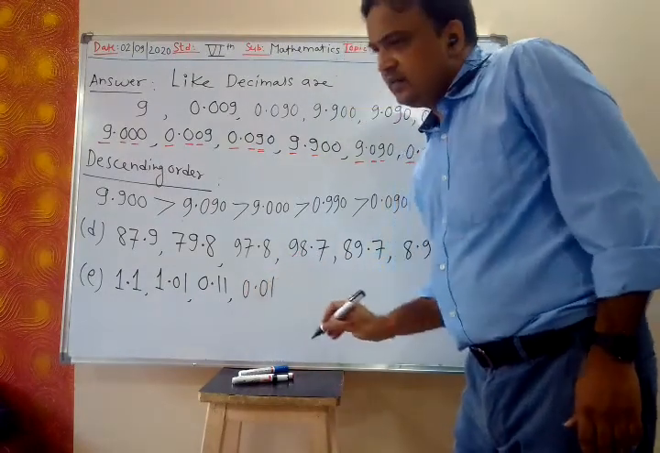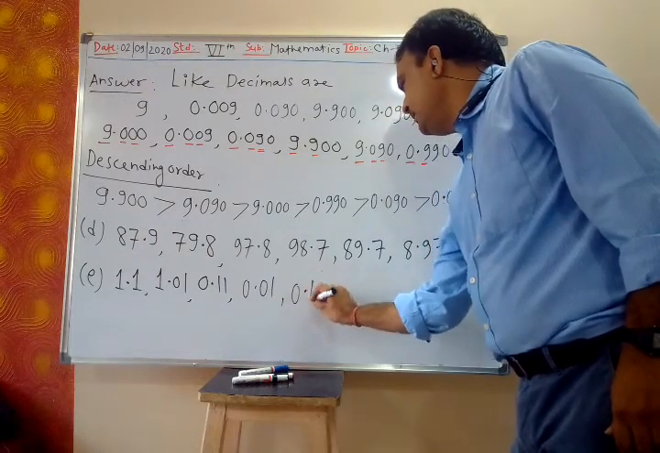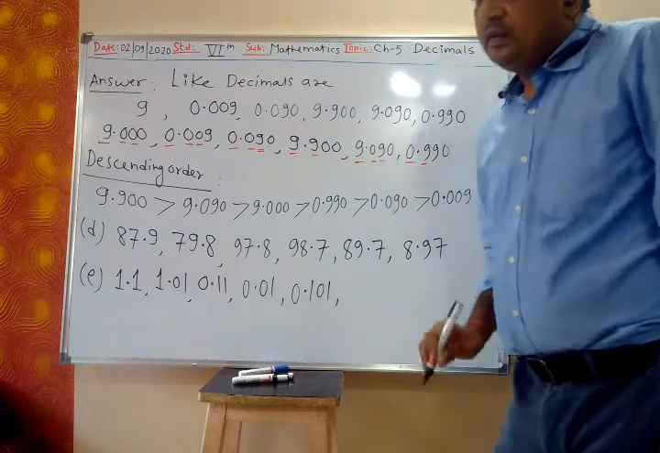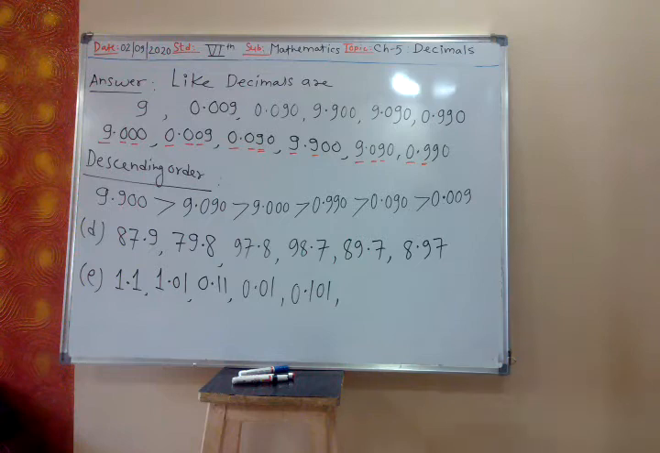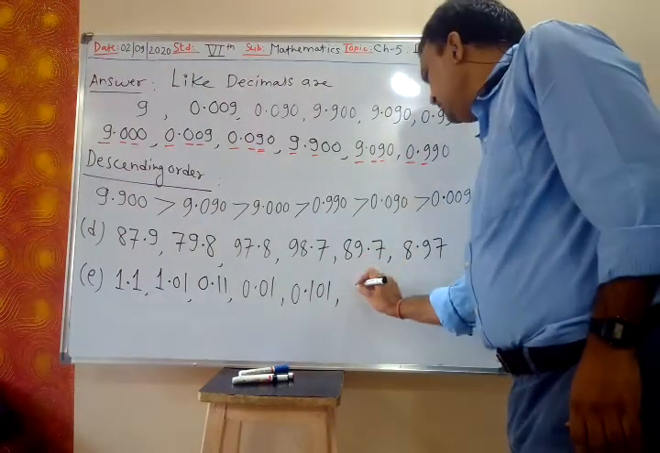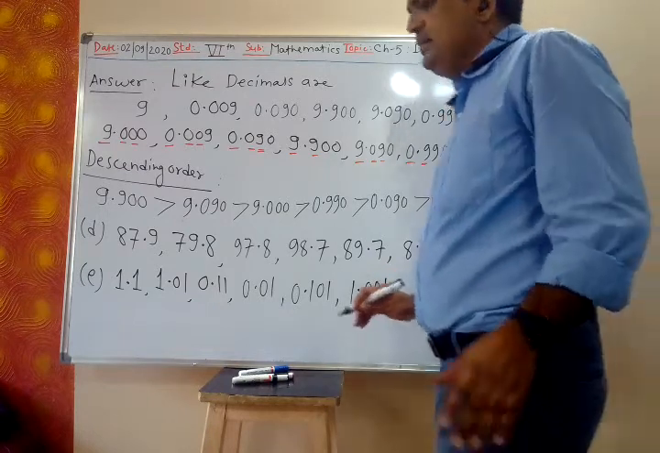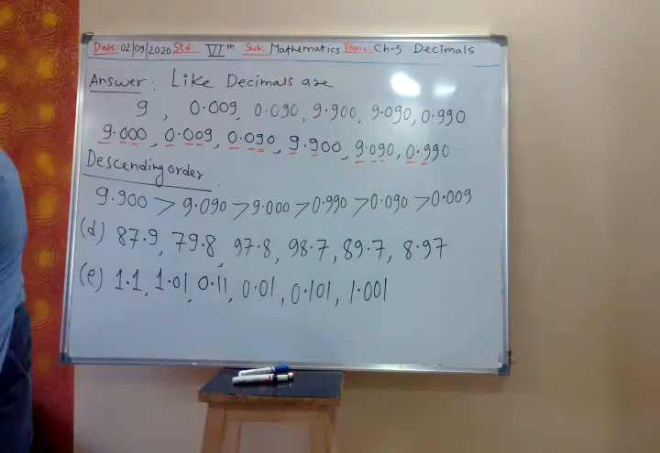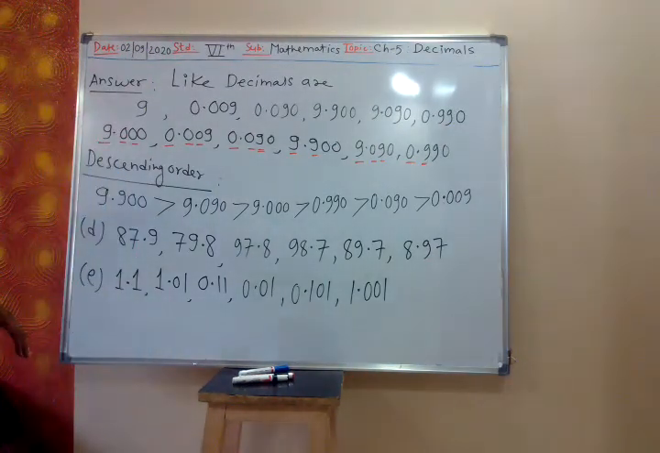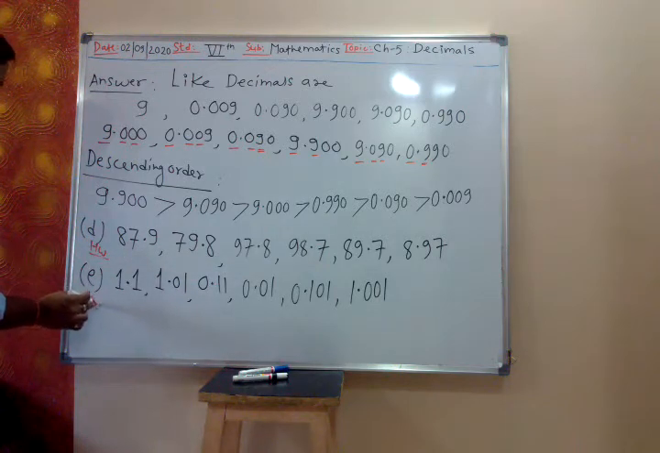Then 0.01. Then 0.101. Then, my dear, it is very much clear. 1.001. Yes, write down. These two are homework, D and E. They are homework.